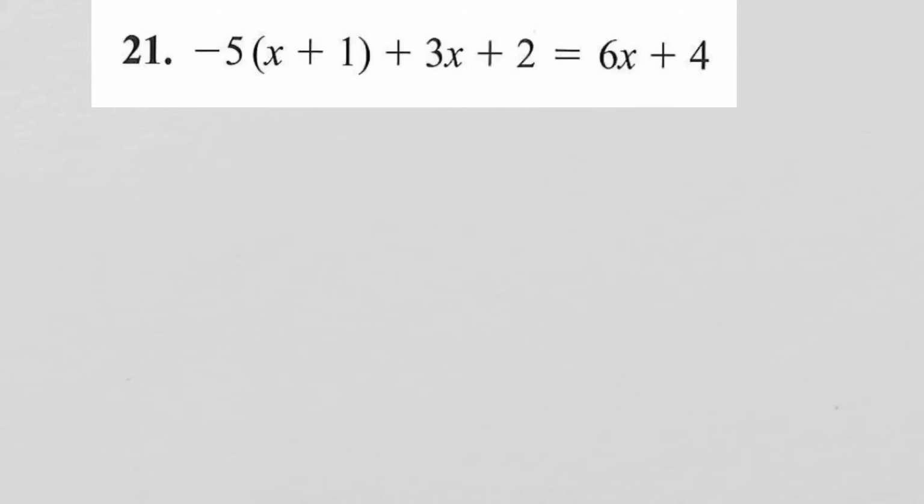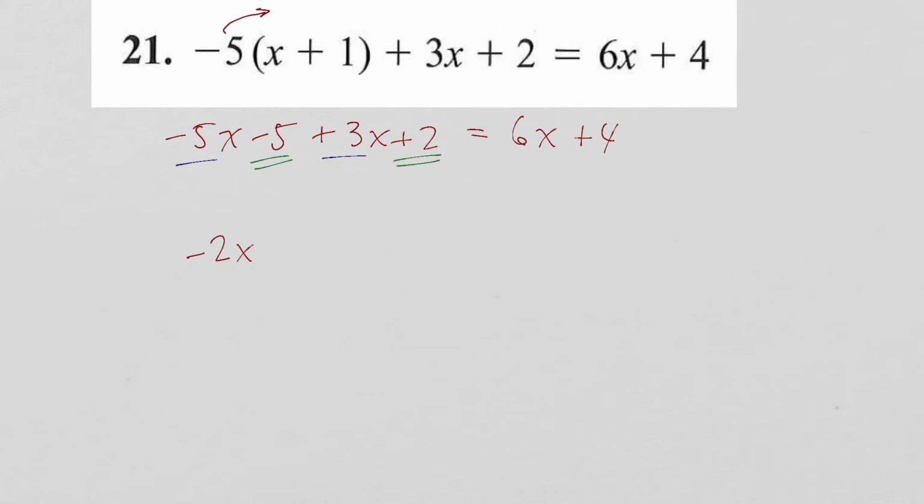On number 21, I'm going to distribute this negative 5, and we're going to get negative 5x minus 5, and then we have that plus 3x plus 2 is equal to 6x plus 4. Now I'm going to combine this and this. Negative 5 plus 3 is a negative 2. And then I'm going to combine this and this. Negative 5 plus 2 is a negative 3.